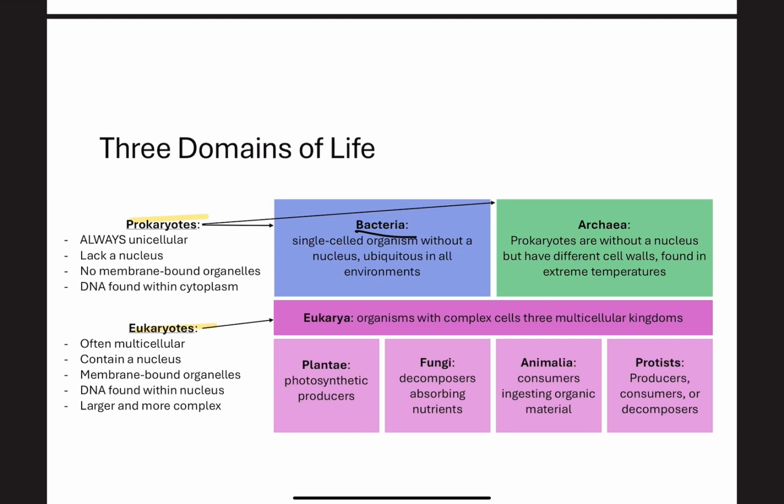And within eukarya, we have four kingdoms. We have kingdom Plantae, in which we have multicellular and photosynthetic organisms. We have kingdom Fungi, which are decomposers and mostly multicellular. Then we have kingdom Animalia, which is multicellular, heterotrophic, and capable of movement. And finally, we have protists. Protists are extremely diverse and mostly unicellular.